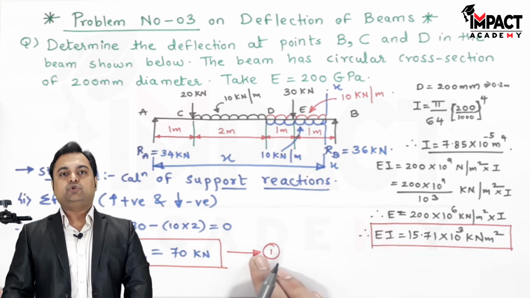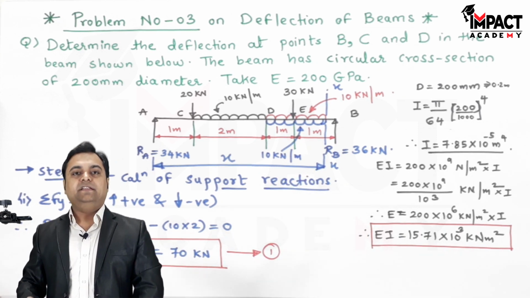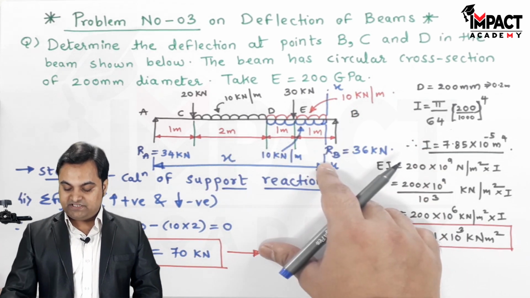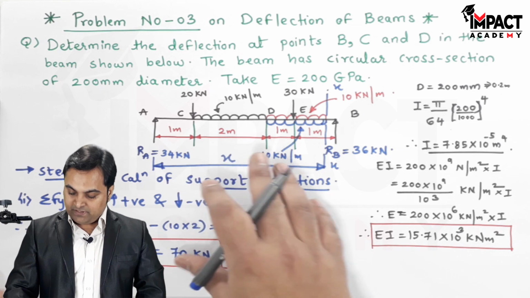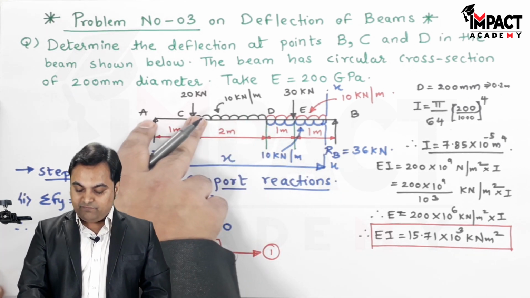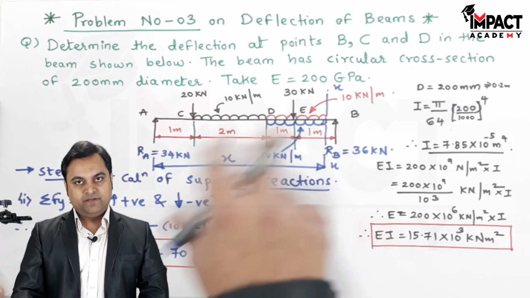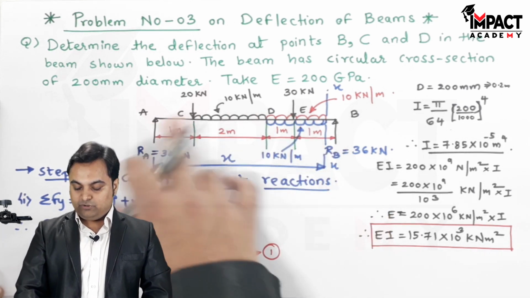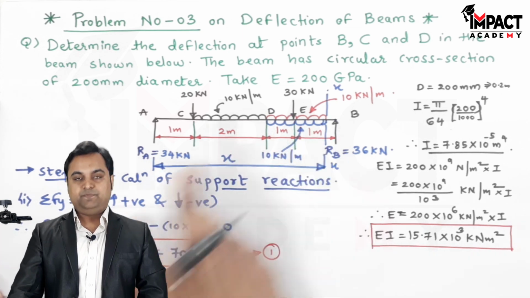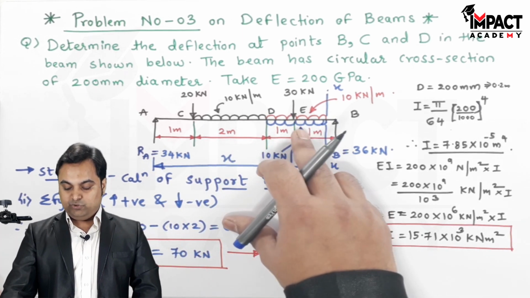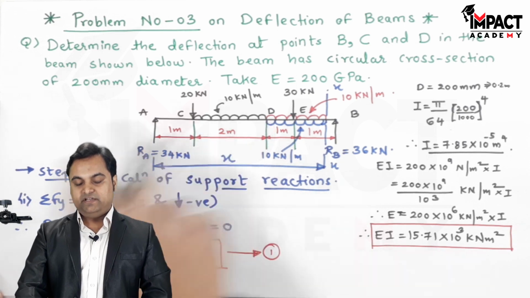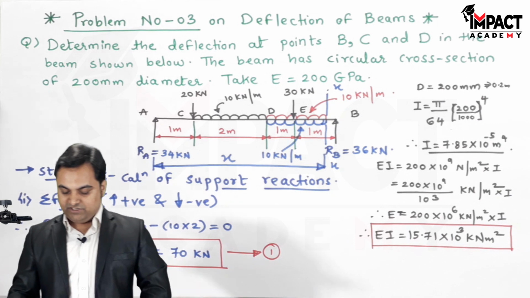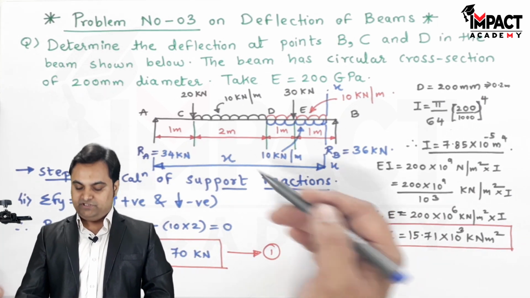This step needs to be followed if the UDL is there anywhere in between the beam. You'll have to extend it over to the section X or up to the end. Now, if this UDL would have been in this AC portion, no need of this step. Similarly, if it would have been in this BE portion or in contact with any of the ends, then this step is not required. The step shown here is to be used when the UDL is there anywhere in between the beam.